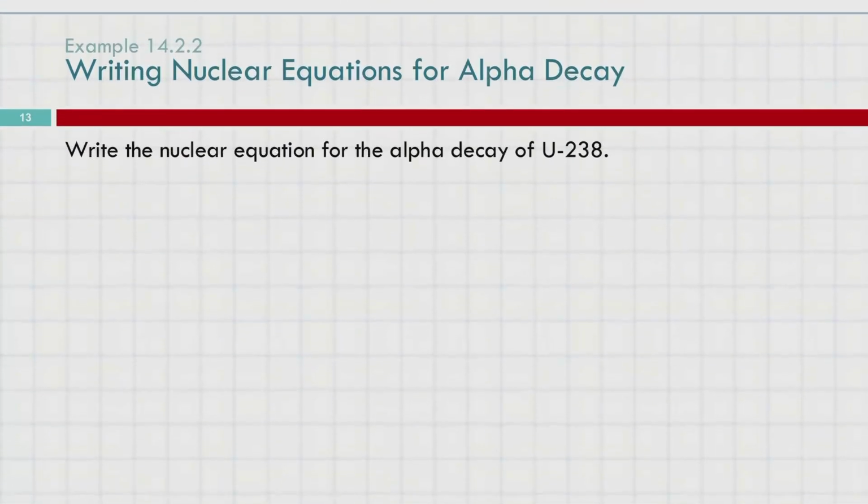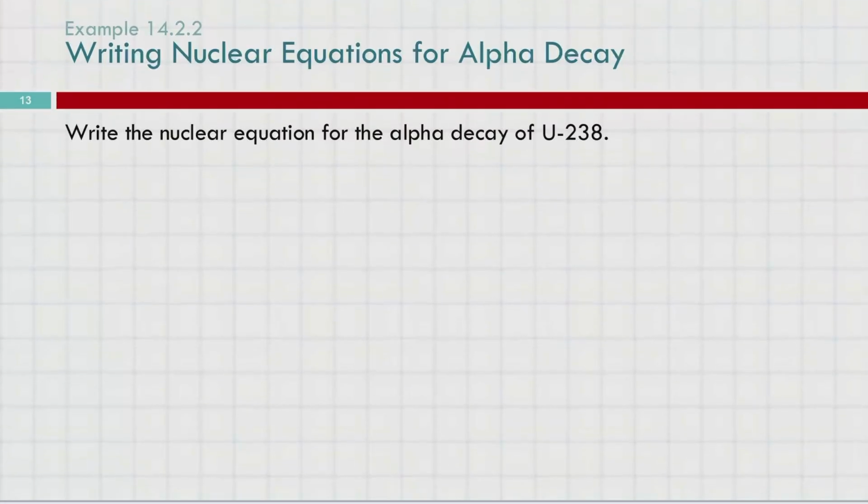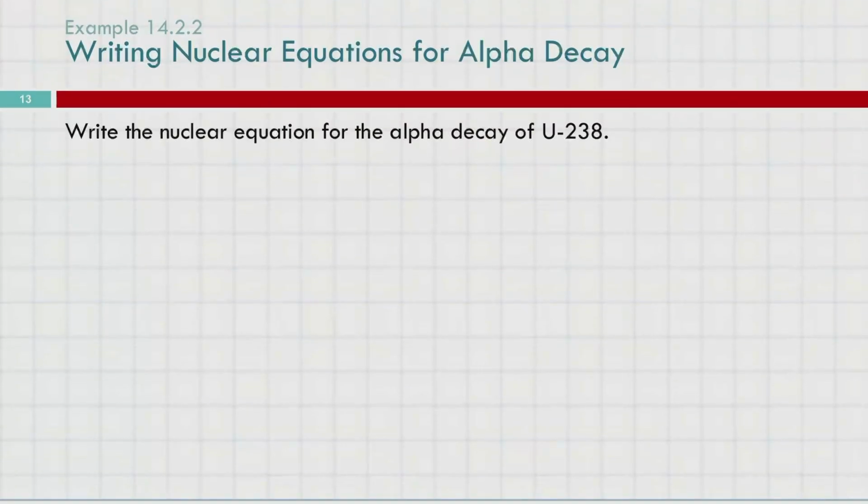All right, an example. Write the nuclear equation for the alpha decay of uranium-238. And this is what a problem might look like on an exam, or it might just ask you what this decays to. So the two important pieces of information that we're given here: it's alpha decay and it's uranium-238.